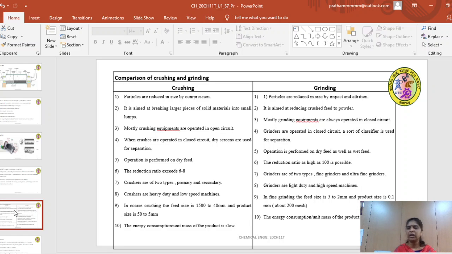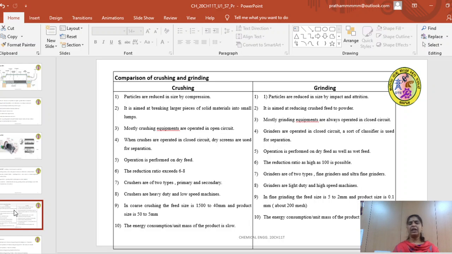The crushers are heavy duty and low speed machines. Heavy duty, and they can take a larger capacity of feed in order to crush the material, and they usually operate at a very low speed. In fine grinding, the feed is of 5 to 2 mm and the product size is very fine, about 0.1 mm. They are light duty with a very small capacity they can handle, and they are very high speed machines compared to the crushing equipment, whereas the crushing machines are very heavy duty and low speed machines.